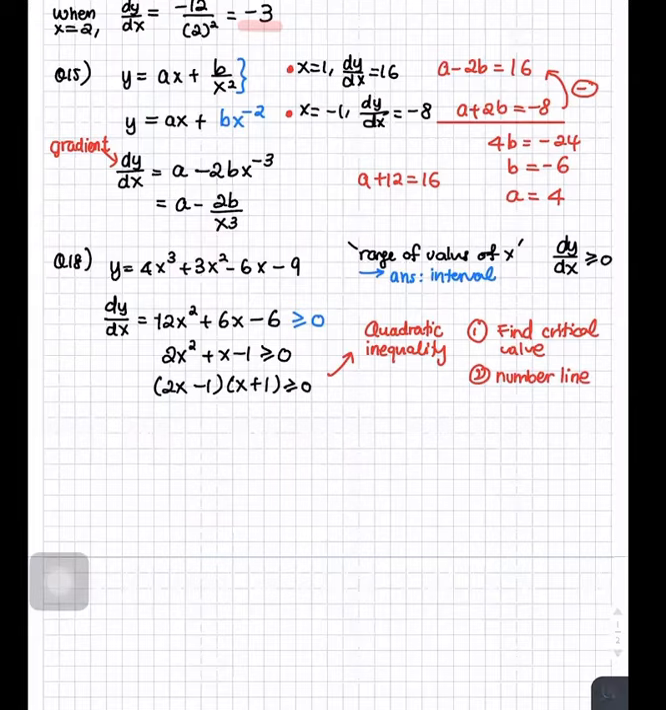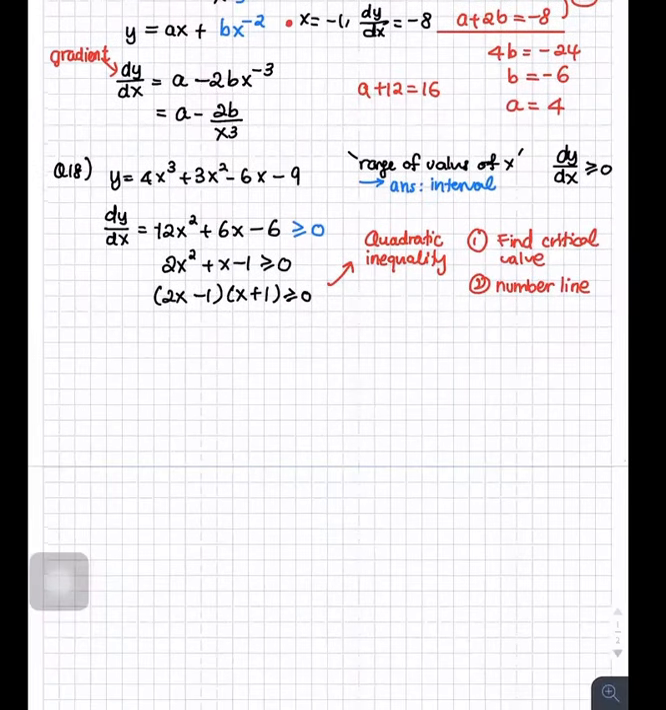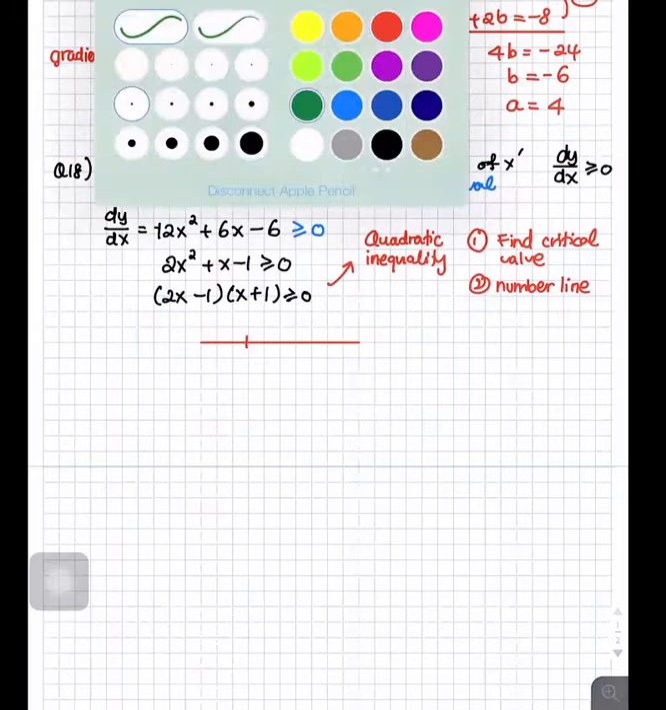Sri, what is your critical value, boy? What are your critical values in that quadratic inequality? X bigger than half, X smaller than -1. Okay, he is directly telling the answer, yeah? He's directly telling the answer, that's fine.